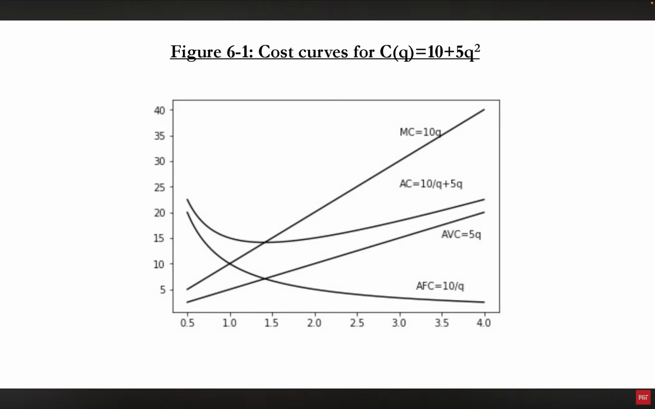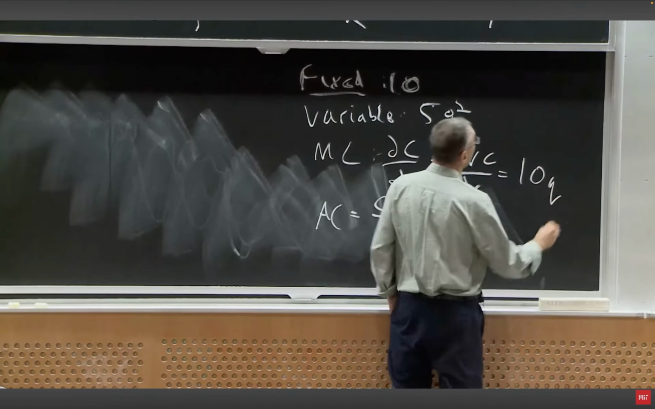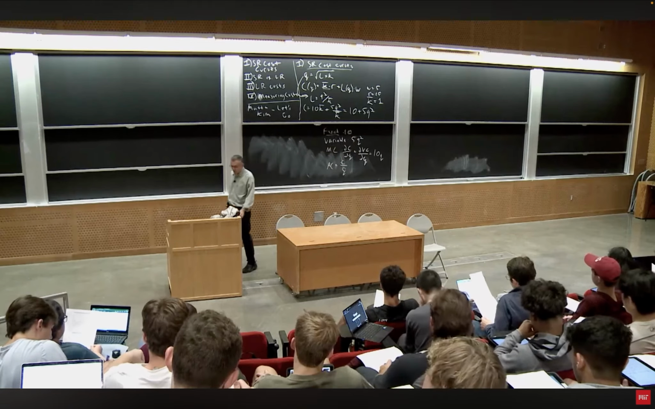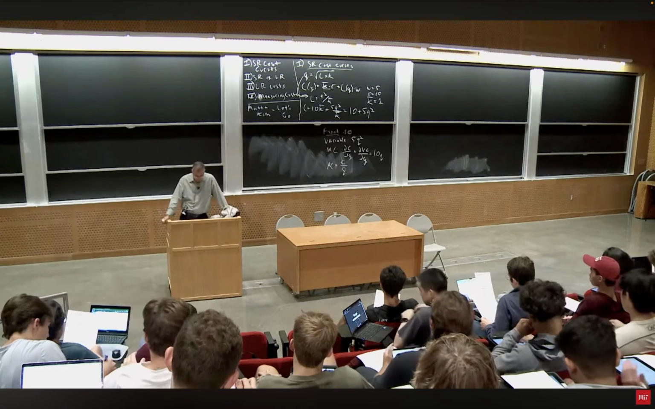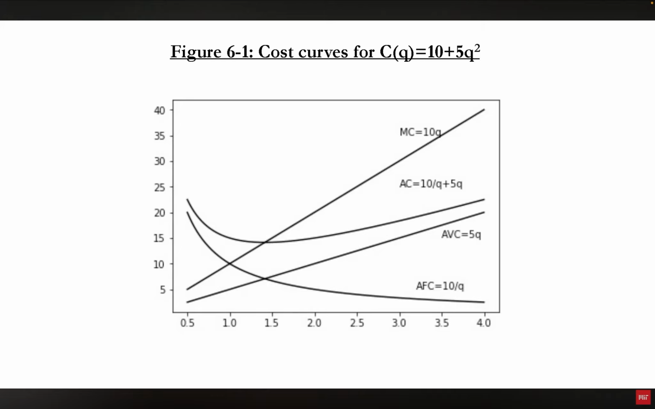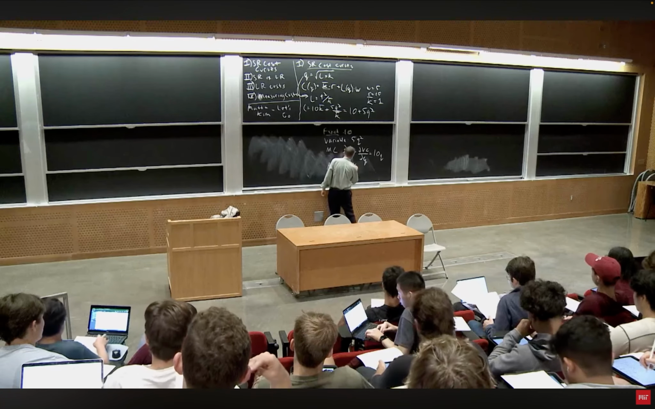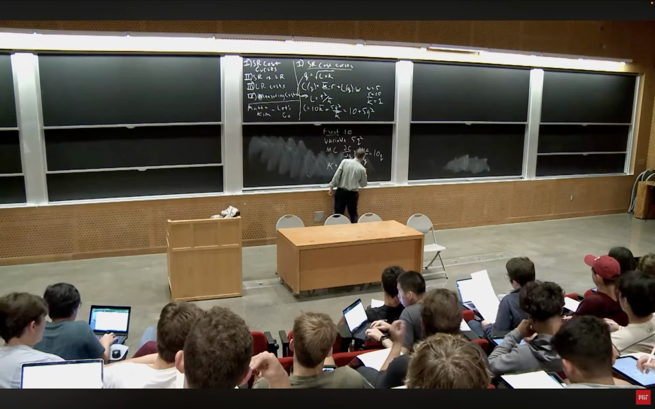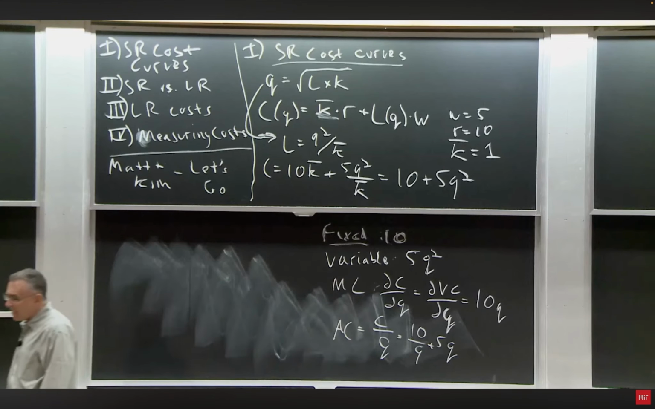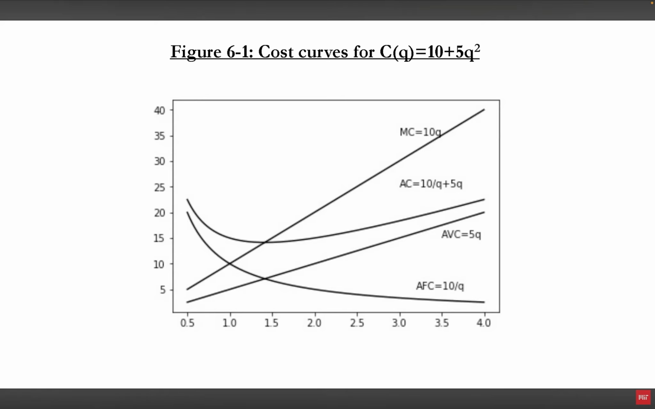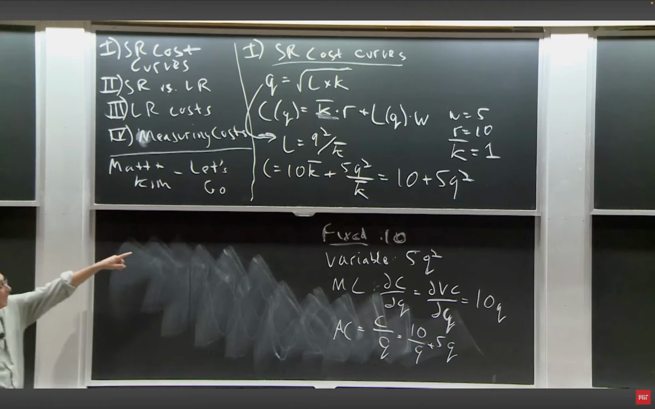What you see here is the marginal cost, that is d variable cost dQ, which is equal in our example to 10Q. Just differentiating that with respect to Q gives 10Q. Our marginal costs are the line with the equation 10Q. Our average costs are this expression over Q. So it's 10/Q + 5Q. 10/Q + 5Q is average costs. Okay? How did I get that? I just divided the costs by Q.